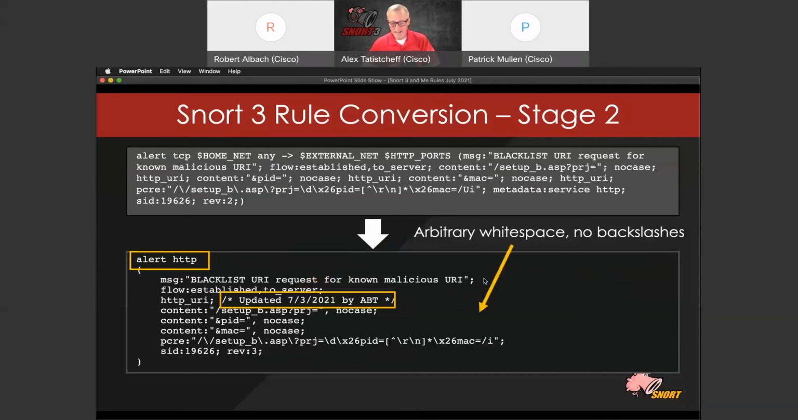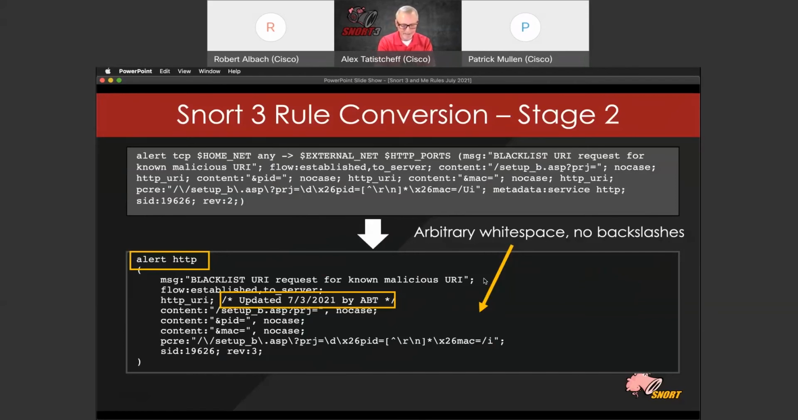Arbitrary white space, no backslashes. So to me, this is probably one of the things that makes the rule the most readable. And that is, so in the rule above, if I told you there are 3 content checks in it, you'd say, okay, hold on, let me check. So you have to go through the rule and parse it and go, oh, there's one, there's another one. Oh, okay, there's 3. Okay. But the rule below, if I tell you 3 content checks in, it's like, oh yeah, boom, boom, boom, because they're right on top of each other.